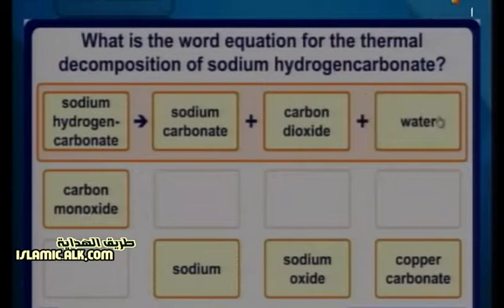Why? Because here we have sodium hydrogen carbonate. Sodium carbonate is produced, and carbon dioxide gas appears from this reaction, and we have water also. Why? Because in sodium hydrogen carbonate, carbon dioxide comes out from the carbonate, and water comes out from the hydrogen. So it is one of the equations found in thermal decomposition, by heat energy.